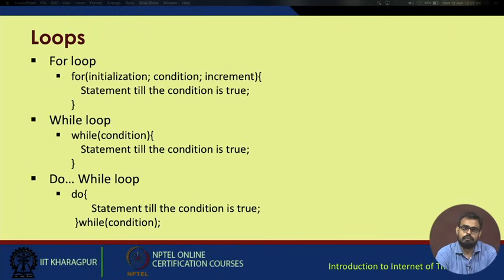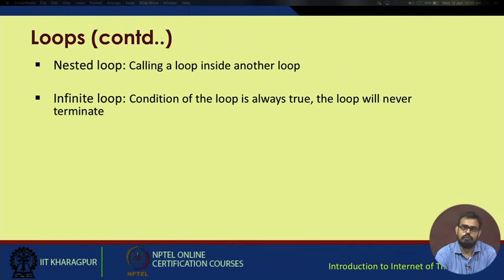So in loops, you have the basic for loop, then you have the while loop, you have a do while loop. These are pretty common examples. You have a nested loop, that is a loop inside another loop. You can have many nested loops inside each other. So you have an infinite loop.